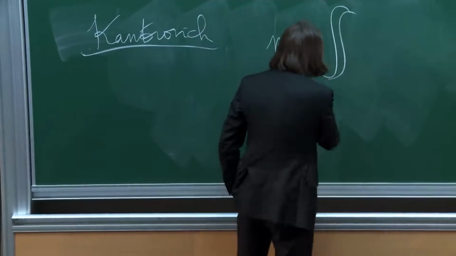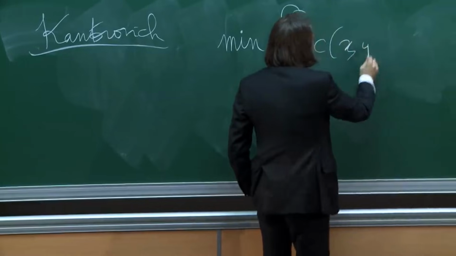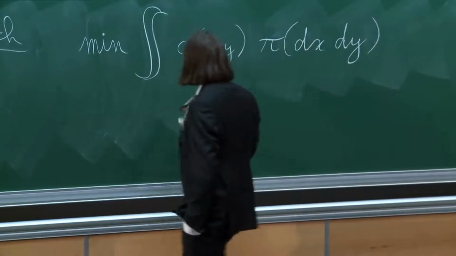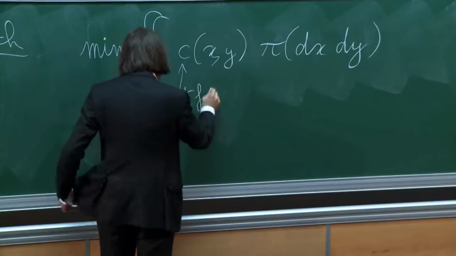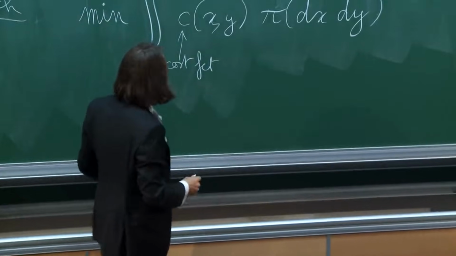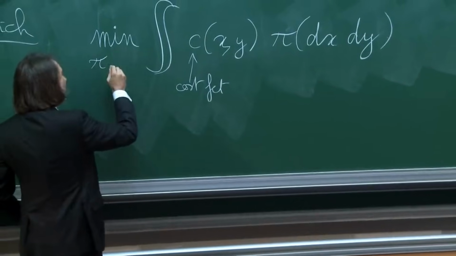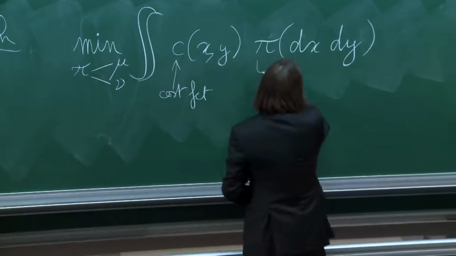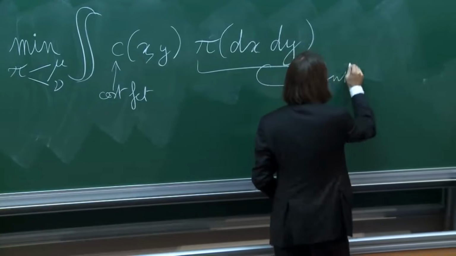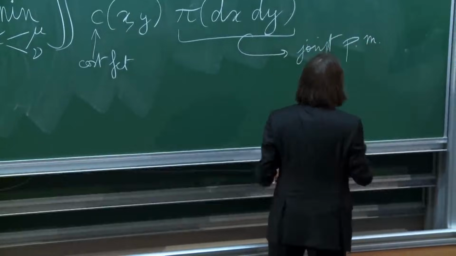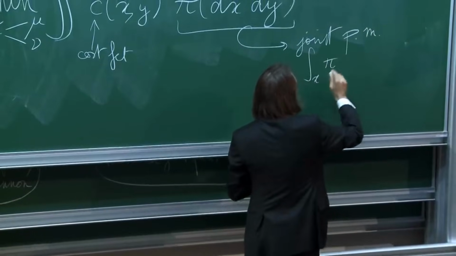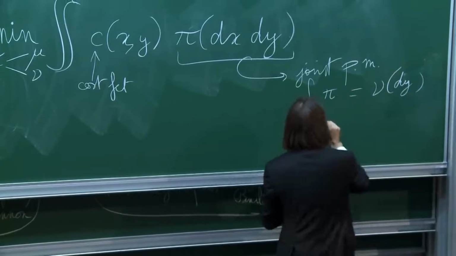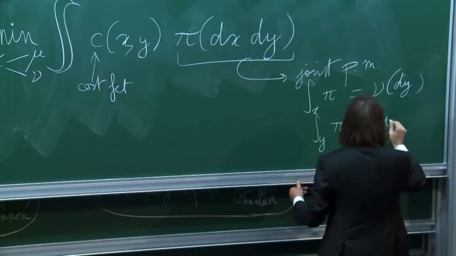Minimize the double integral of c(x, y) pi(dx dy), where c is still the cost function, and the minimum is taken over all admissible pi, which have marginals mu and nu. So this pi here is a joint probability measure, such that when you integrate over x, it gives you a measure in only y, and you will obtain nu(dy), and when you integrate in y, you will obtain mu(dx).